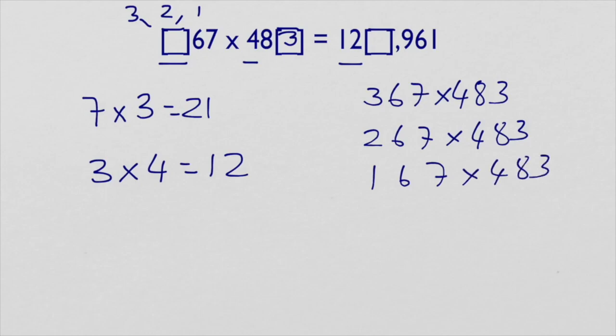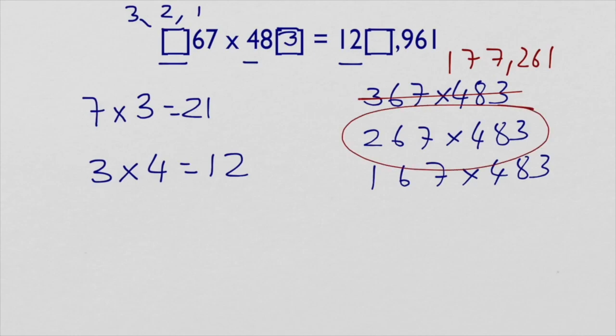Okay, so on my piece of paper I'll work that out, and I realize that 367 times 483 gives me a number which is much too big, 177,261. So we can discount that one, because I want something that's 120 something and 961. So let's have a go working out that answer. 267 times 483, and that gives me, lo and behold, an answer that can fit in, 128,961. Yes, so the 8 can fit in there, and the 2 will fit in there.